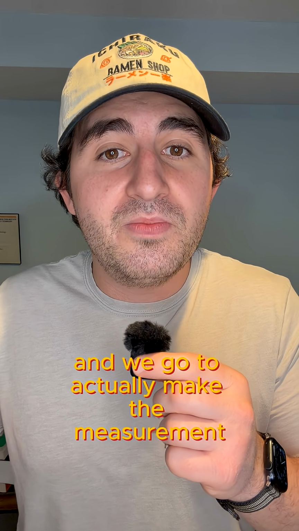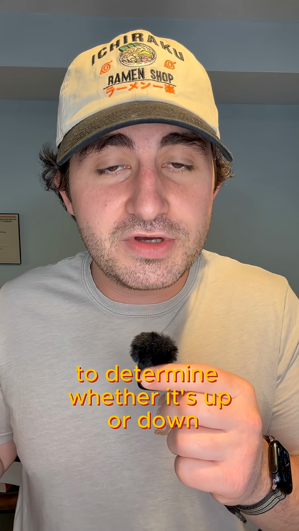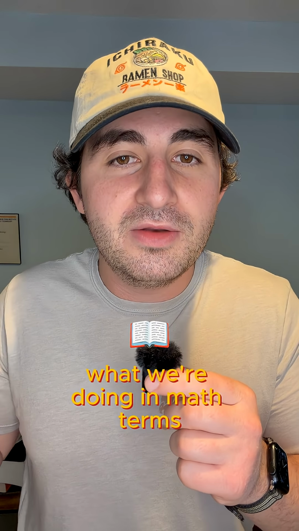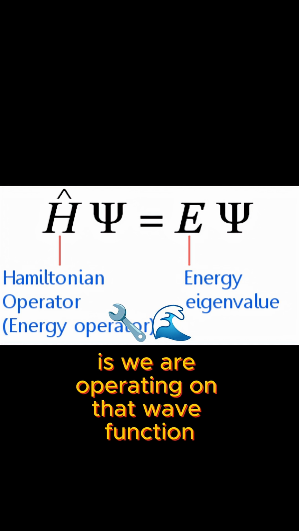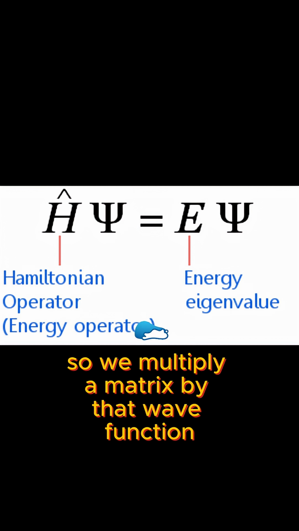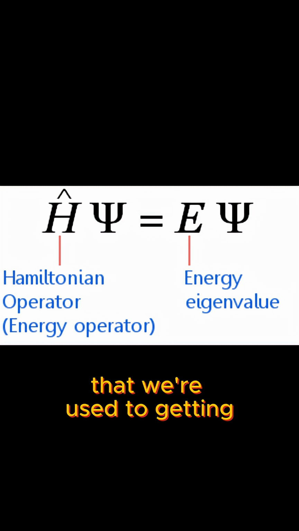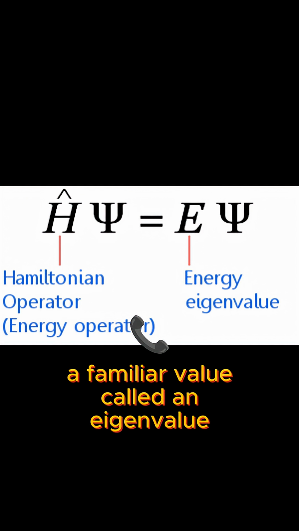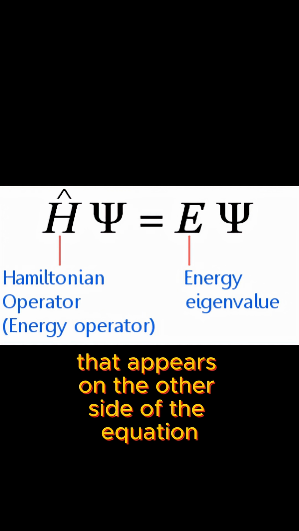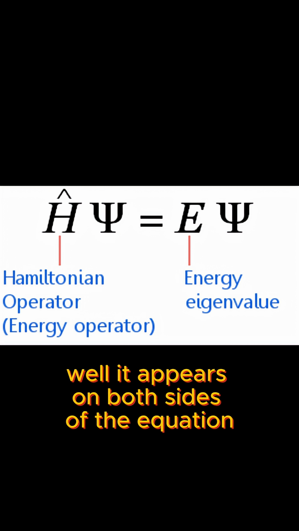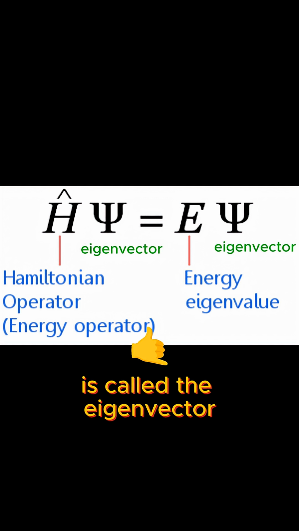And we go to actually make the measurement to determine whether it's up or down. What we're doing in math terms is we are operating on that wave function. So we multiply a matrix by that wave function or that state vector, and what we get is some multiple of some value that we're used to getting, a familiar value called an eigenvalue. And the vector that appears on the other side of the equation, well, it appears on both sides of the equation, is called the eigenvector.